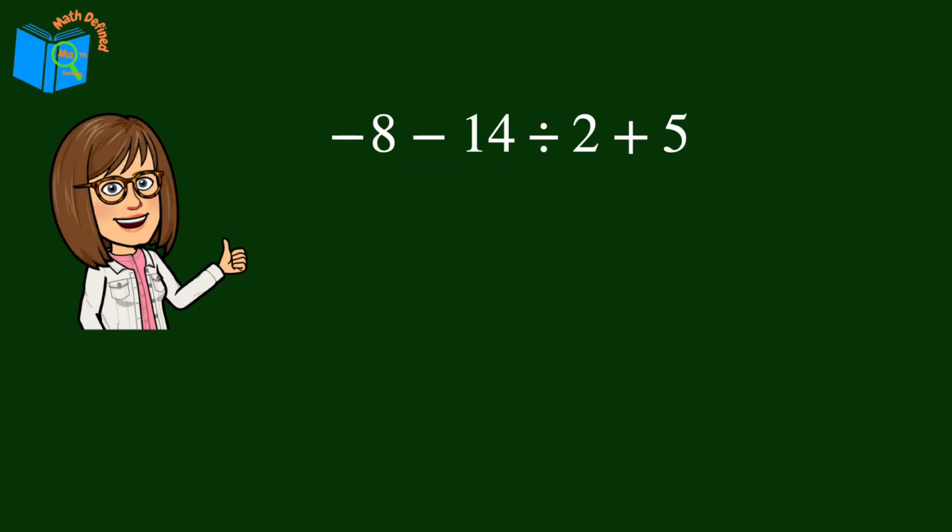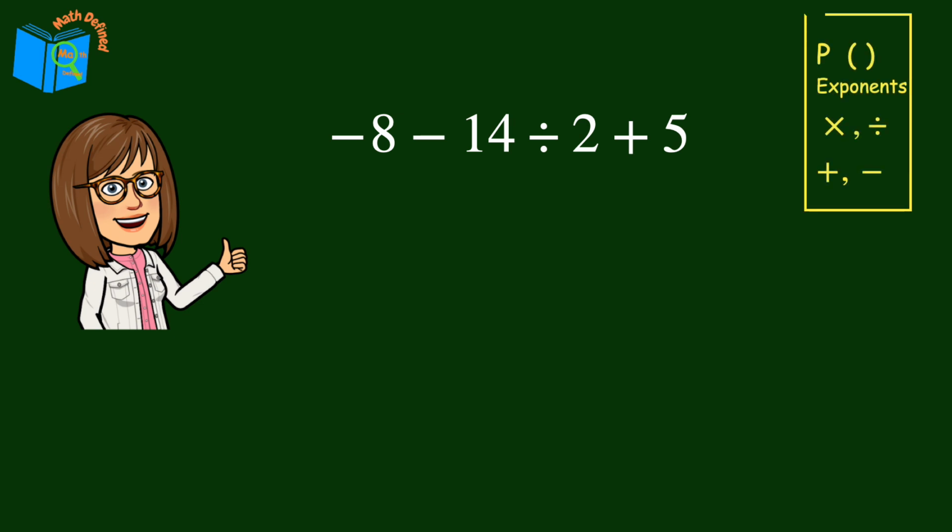All right, now that we've reviewed the rules and did a little practice dividing integers, let's dive into a couple more complex examples that will put these rules into practice. First up, we have the expression negative 8 minus 14 divided by 2 plus 5. Remember, we need to follow the order of operations. We'll tackle the division first and then handle the rest step by step.